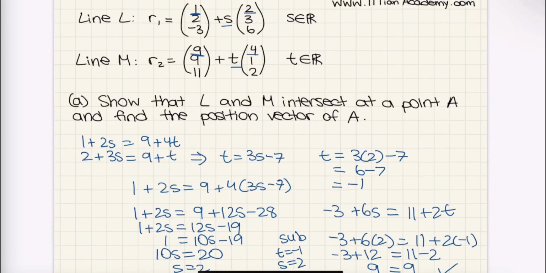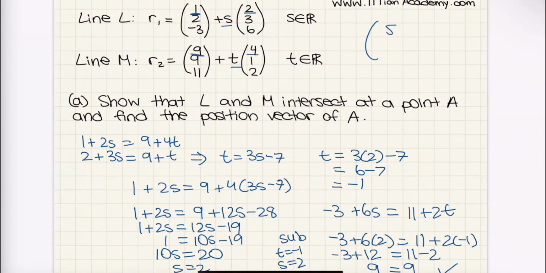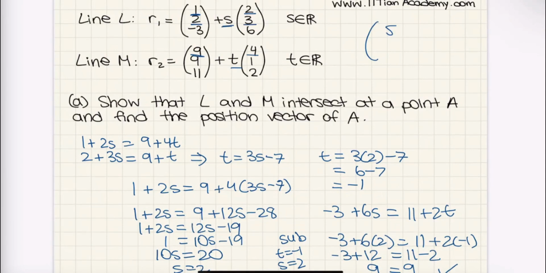So then we're going to get 1 plus 2 times 2, which is 5. And then we're going to get 2 plus 3 times s, which is 2 plus 3 times 2, which is 8. And then for the last one, negative 3 plus 6 times s, which, again, s is 2, so that's going to be 12 minus 3. 12 minus 3 is 9. And so this is the answer for what point A is going to be equal to.